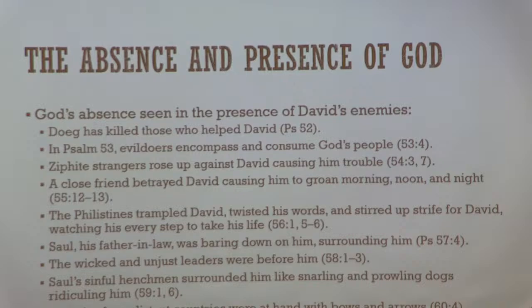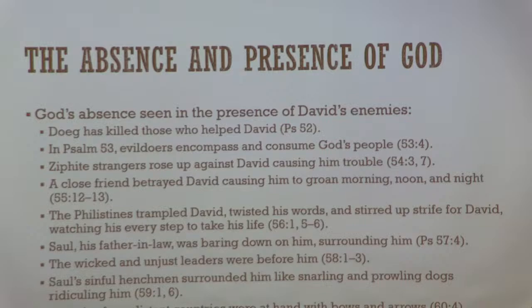Strangers have risen up against me, and ruthless men have sought my life. They have not set God before them. Verse 7, for he has delivered me from all distress, and my eye has looked in triumph upon my enemies. And his enemies are before him.